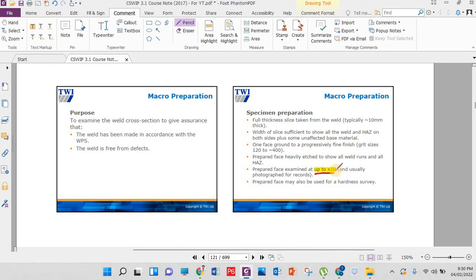Up to 10 times, if you increase up to 10 times, it's known as macro preparation. The visual aspect up to 10 times. Like if I have a particle of 1 millimeter, then at 10 millimeter we can see it. This is known as macro preparation.